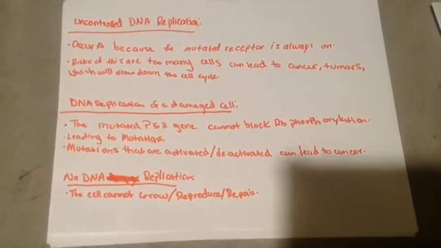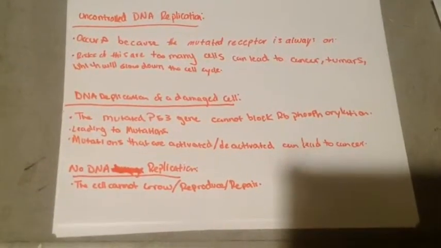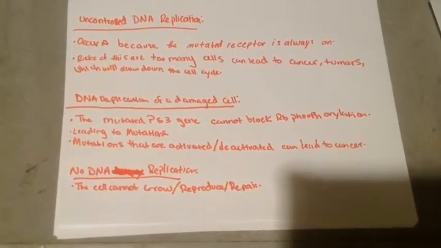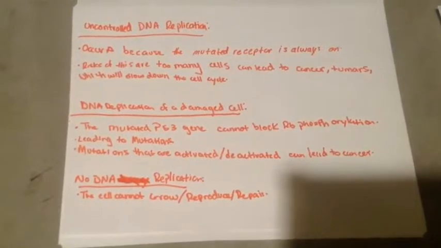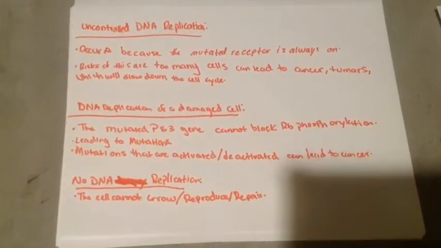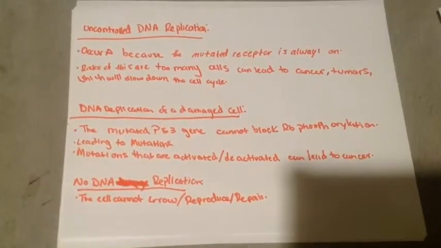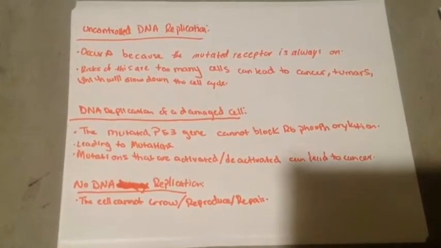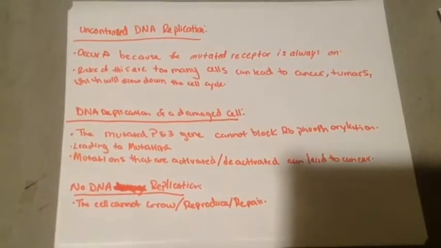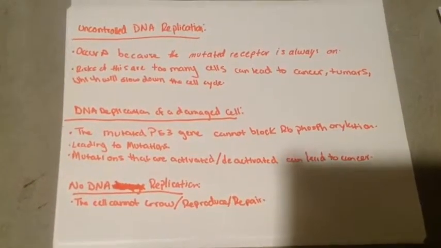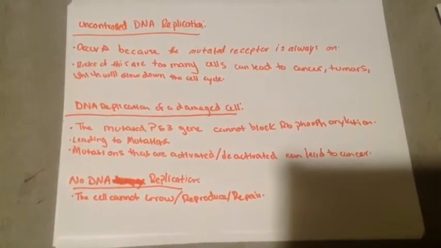Then there's no DNA replication, which means that the cell cannot grow, reproduce, or repair, which are the goals of mitosis. So once again, there are three main things that can go wrong if mitosis with DNA replication does not occur correctly: uncontrolled DNA replication, DNA replication of a damaged cell, and no DNA replication at all.